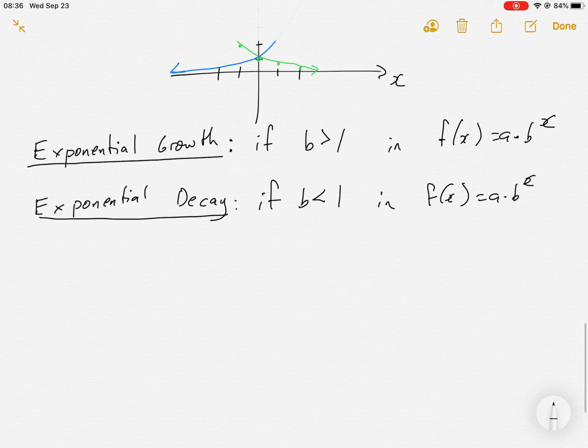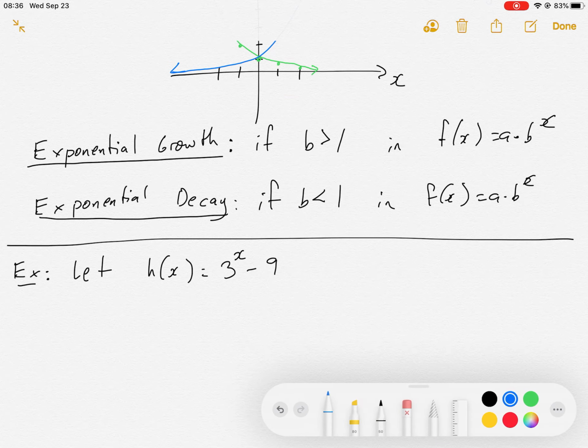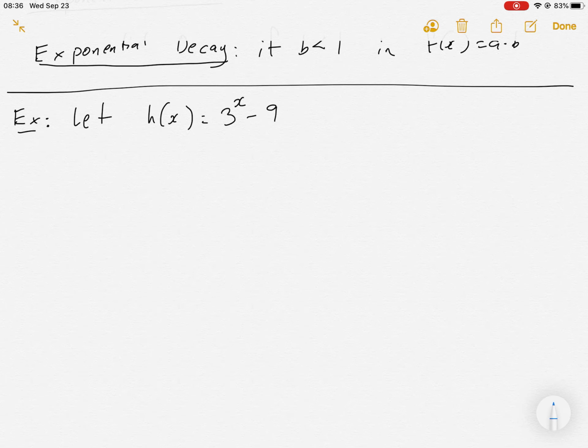So I'm not going to spend too much more time on graphing, but I do want to give you one more example just to see what could potentially change. So let's just give ourselves a function, and then we'll answer some questions about it. So let's call it h of x equals 3 to the power of x minus 9. Now let's see what we can do with it. So first of all, I'm noticing that b is greater than 1 because b is 3. So that means that this is a situation where we have exponential growth.